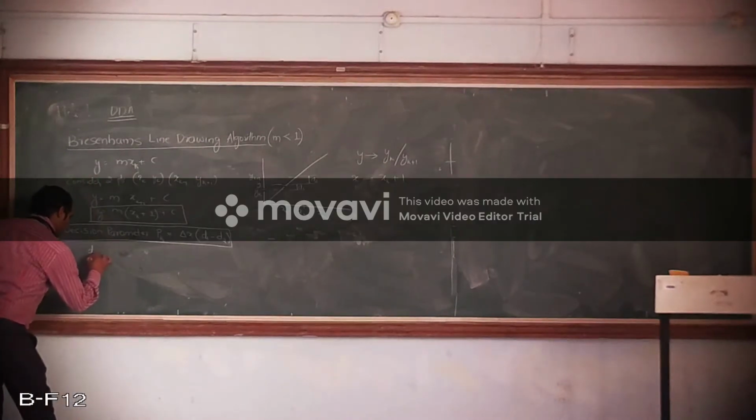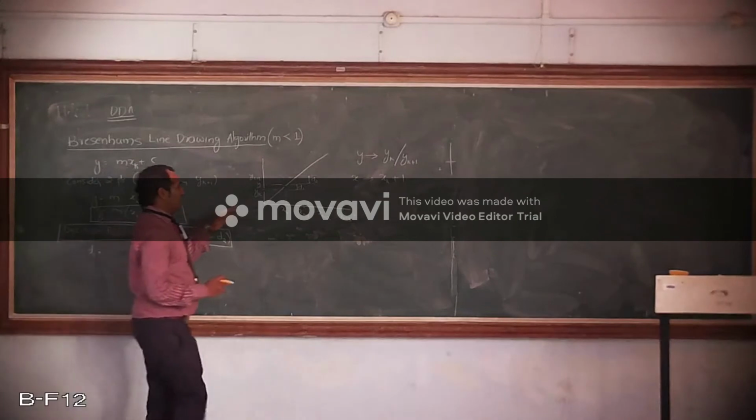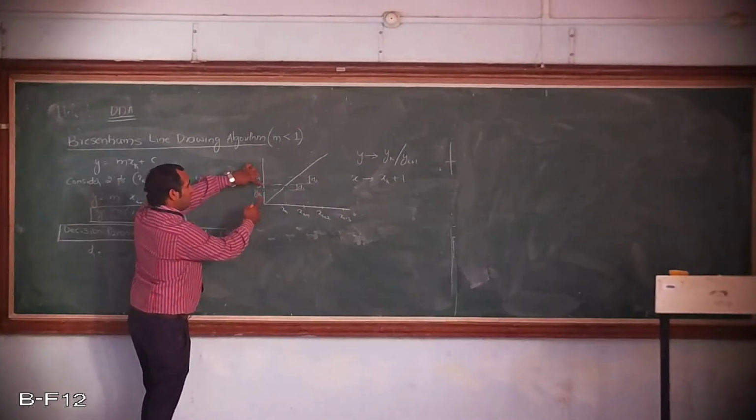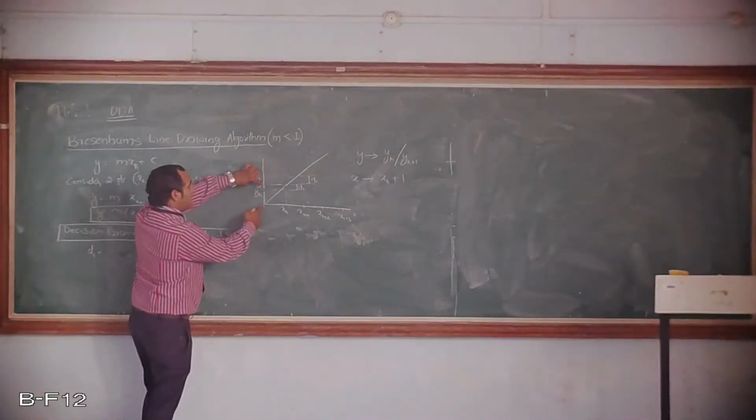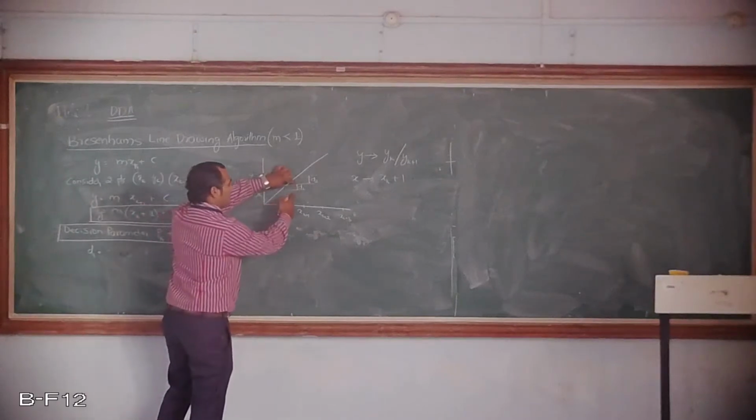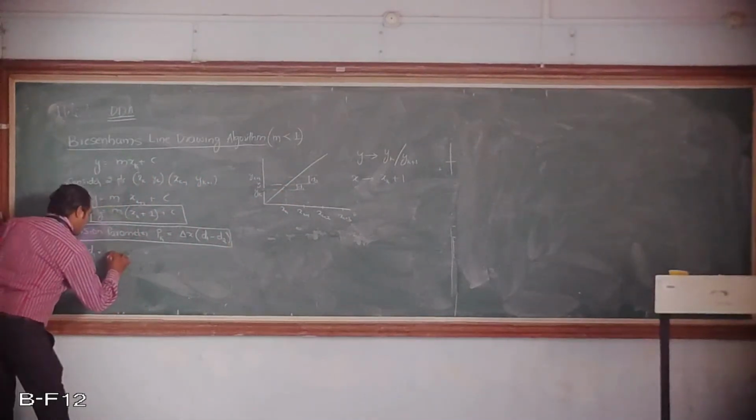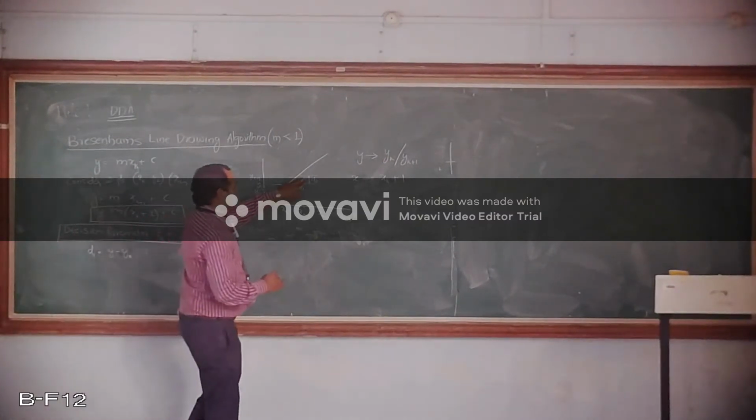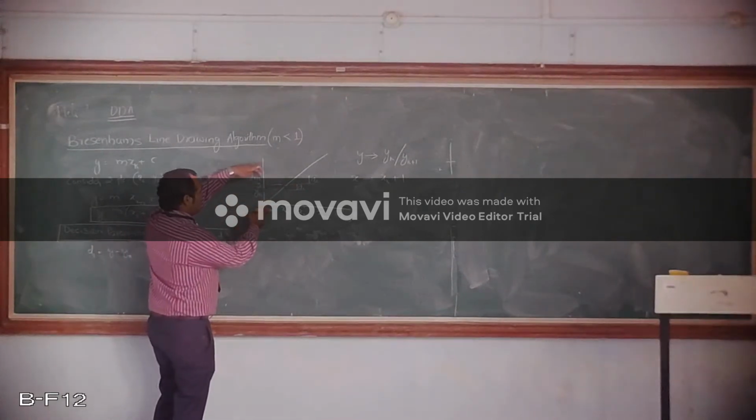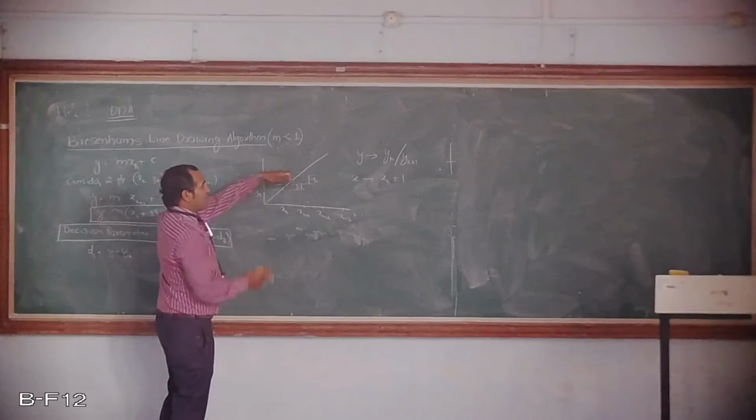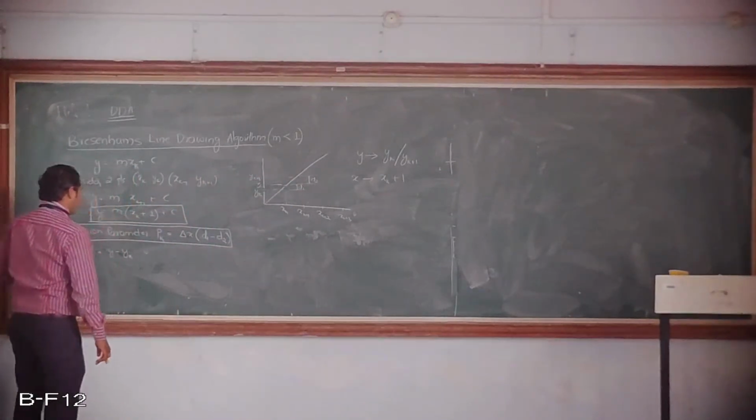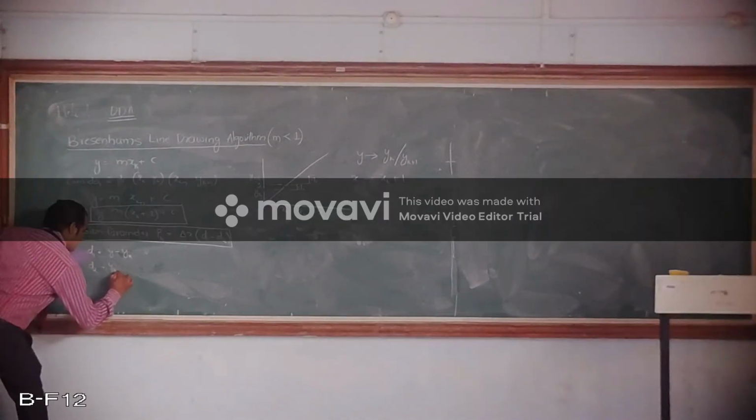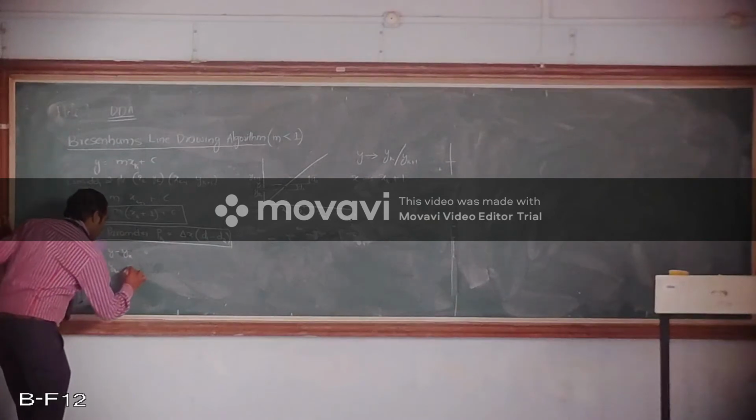So the d1 value, decision parameter 1, I can write as y minus yk. In the same way, for d2, if you observe here, it is yk plus 1 minus y. So the d2 value is yk plus 1 minus y.